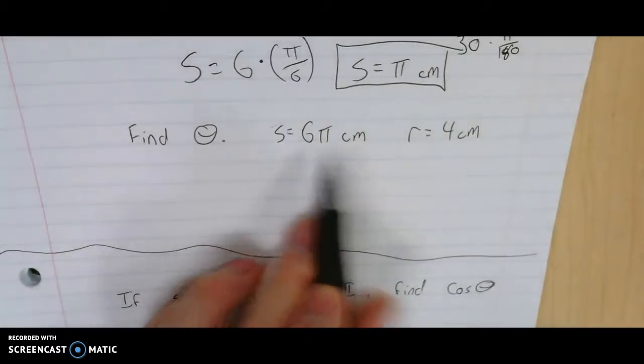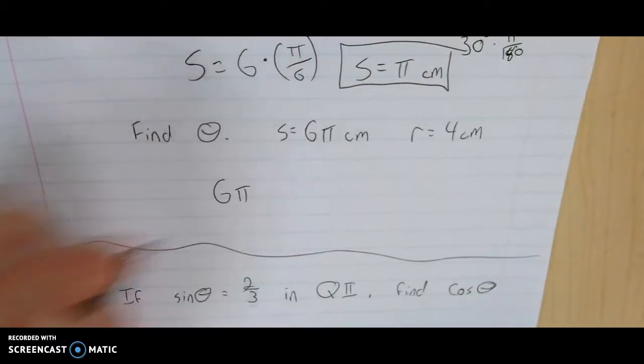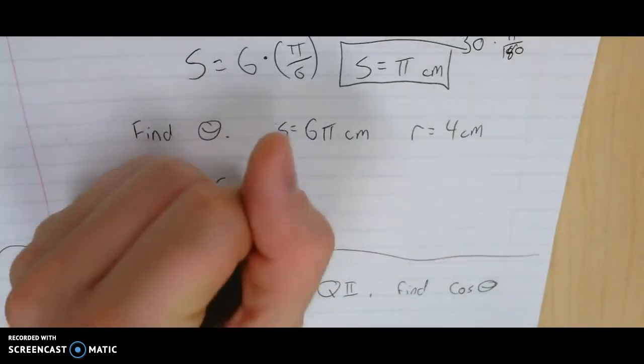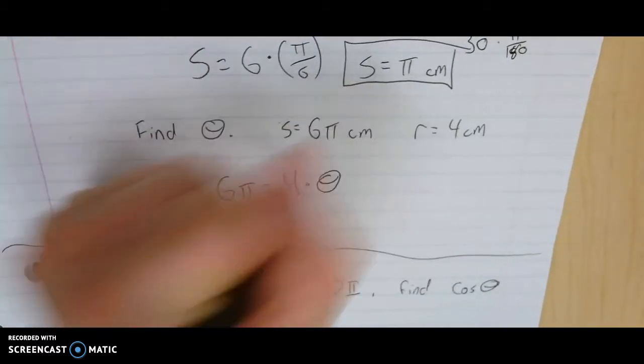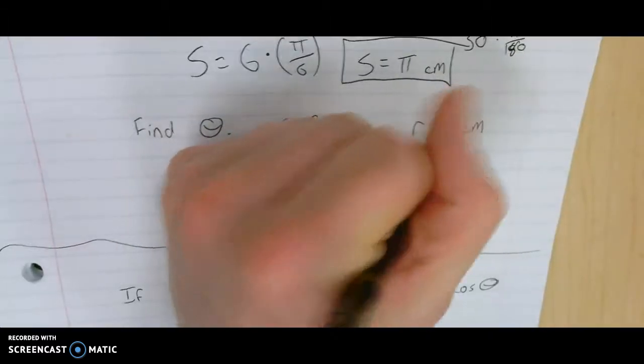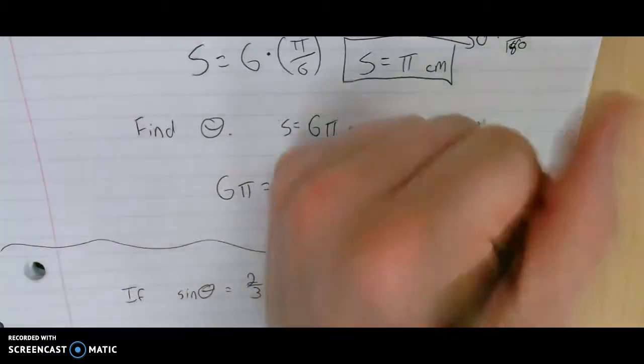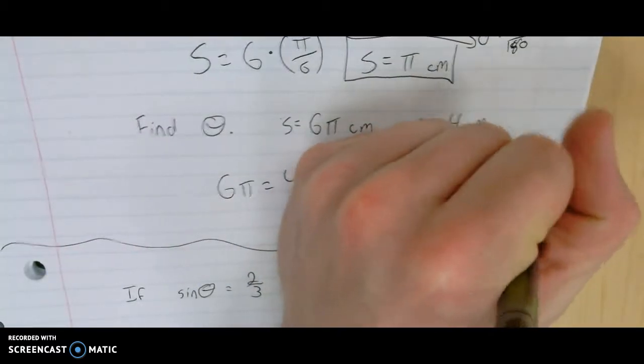Next problem, again, we're given two pieces of information. I'm given the S value is 6 pi. I'm given the R is 4, and I have no idea what the theta is. So I'll divide 4 to the other side. Theta equals 6 pi over 4. Simplify if we can, 3 pi over 2.